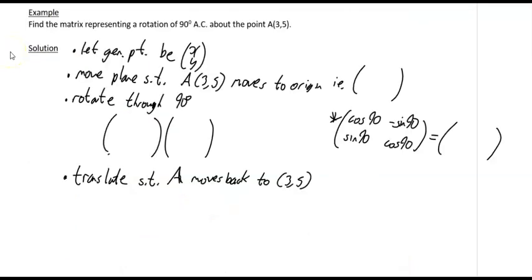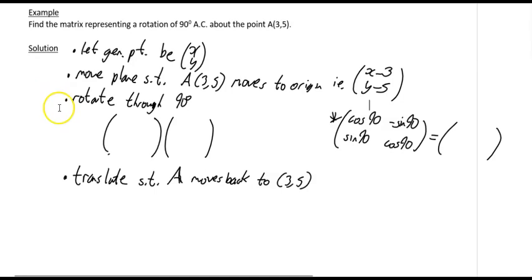Okay, this next example says find a matrix representing a rotation of 90 degrees anti-clockwise about the point A, which is (3, 5). To do this, I've filled in a wee bit to get us started. It says let the general point be (x, y), and then we need to move the plane such that A, which is (3, 5), moves to the origin. We need to do this because our rotation matrix is only about rotating about the origin, not about any other point. So the general point (x, y) has to become (x minus 3, y minus 5), because you've got to get the point A at (3, 5) back to (0, 0).